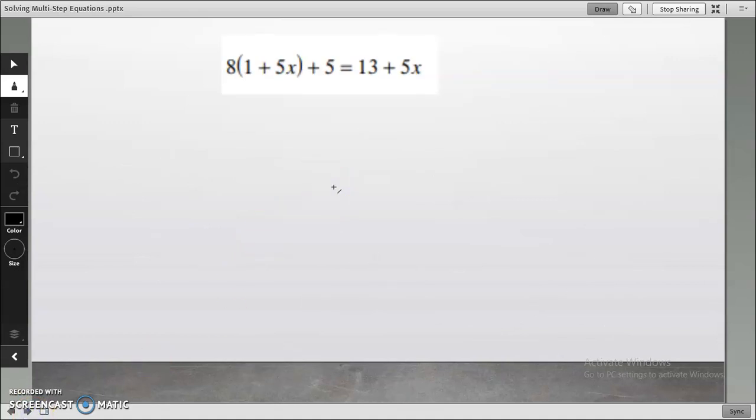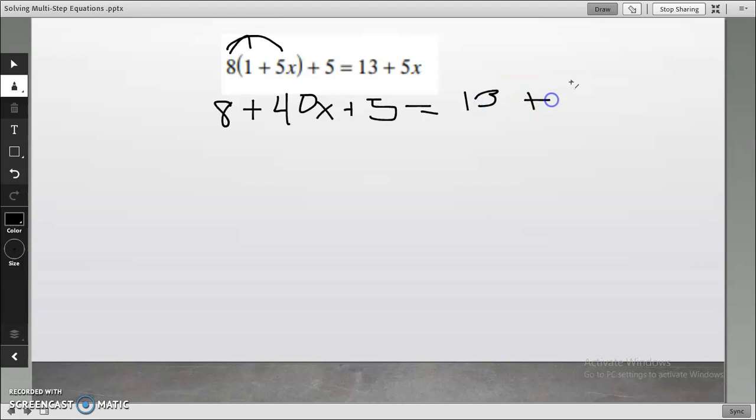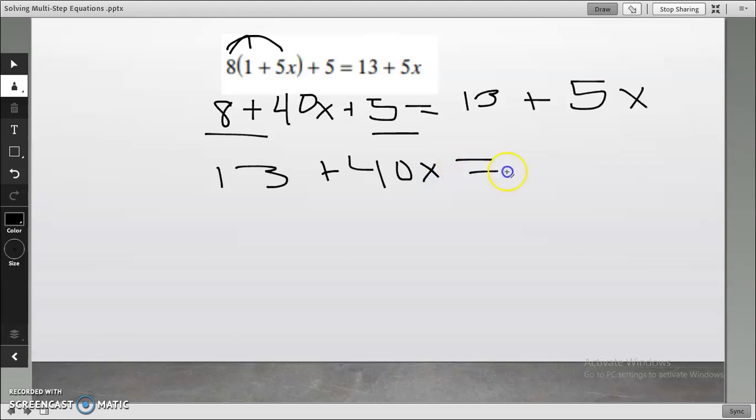Again, the first thing I want to do is distribute. So I'll distribute and I get 8 plus 40x plus 5 is equal to 13 plus 5x. All right, so this time I have like terms on one side of my equation. So on my left side, I have an 8 and a 5. These can be combined. So I get 13 plus 40x equals 13 plus 5x.